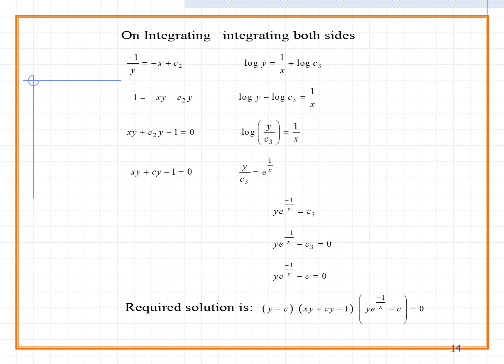We have three types of solutions. One is y minus c. The second one is xy plus cy minus 1. The third one is y into e power minus 1 by x minus c equal to 0. So this is the required solution of the given equation.